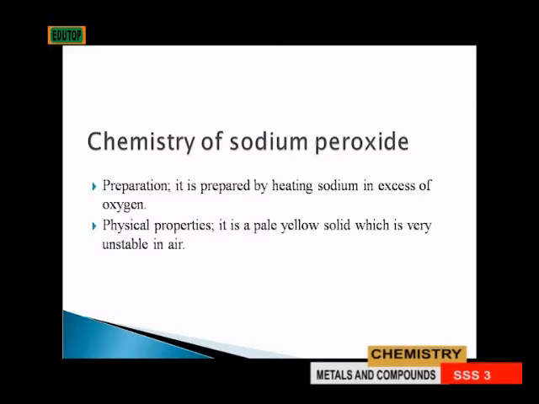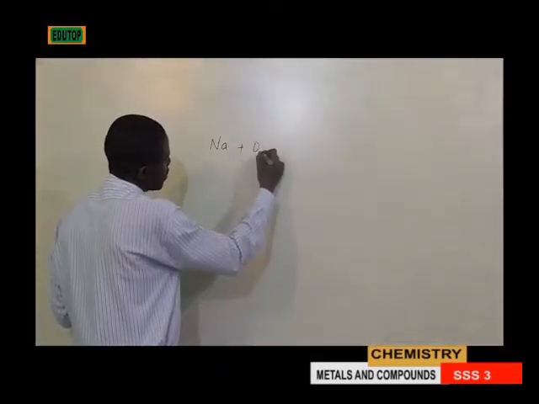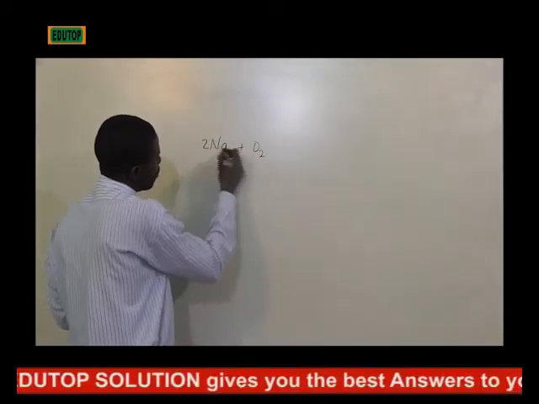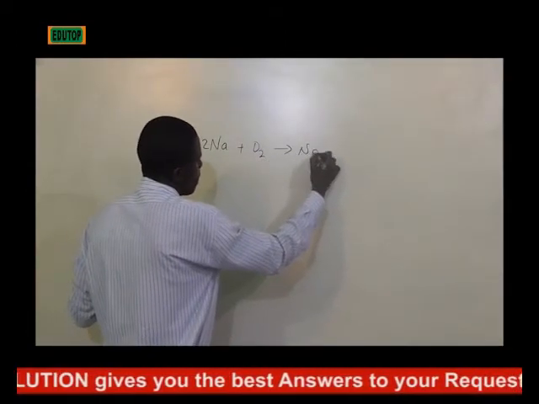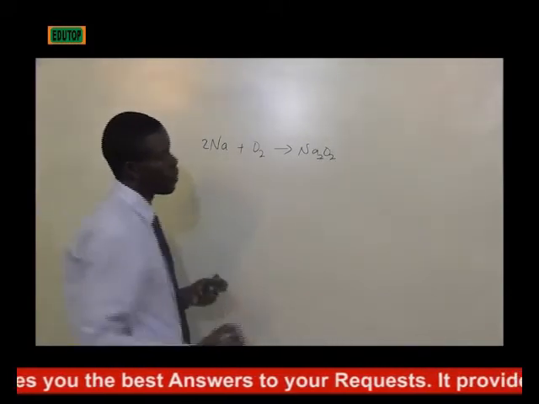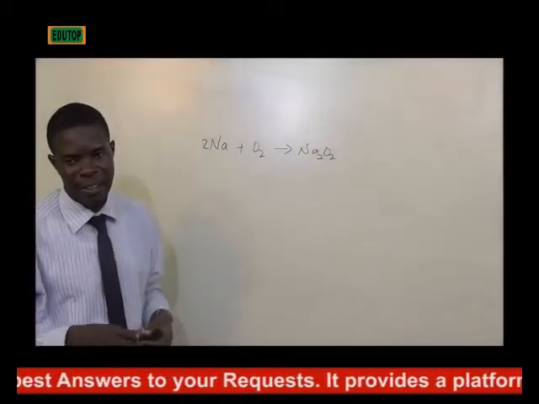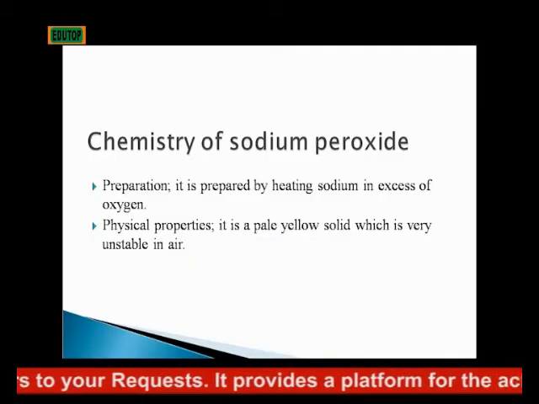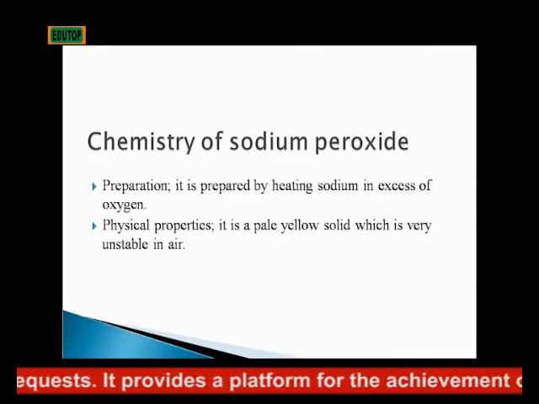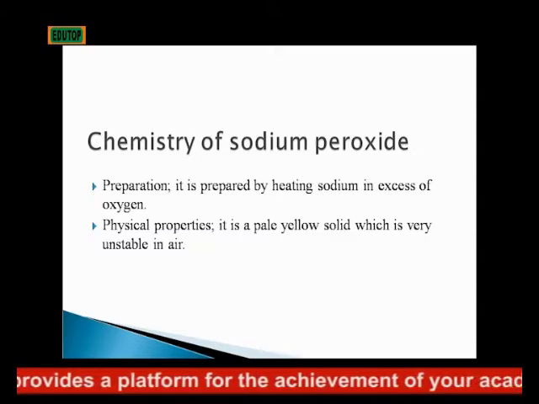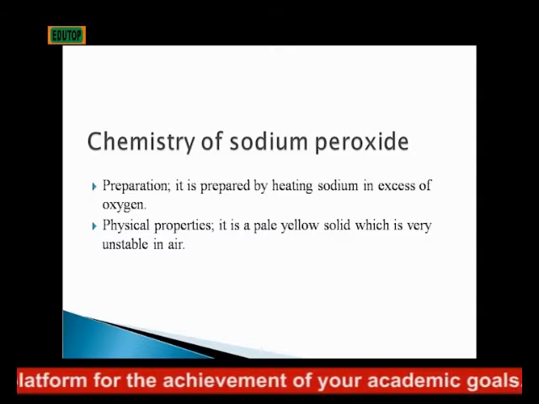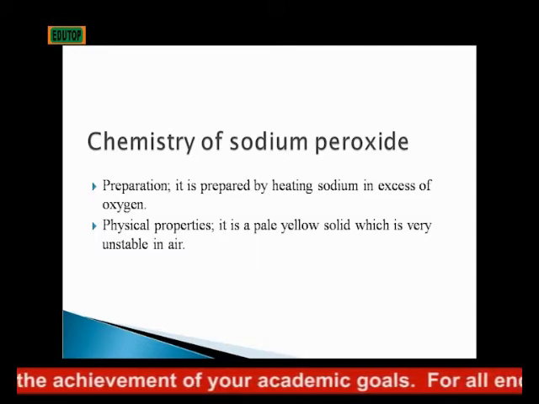Chemistry of sodium peroxide. Preparation. It is prepared by heating sodium in excess oxygen. When sodium is heated in excess oxygen, sodium peroxide is formed. So it has to be in excess oxygen. Physical properties. It is a pale yellow solid which is very unstable in air.